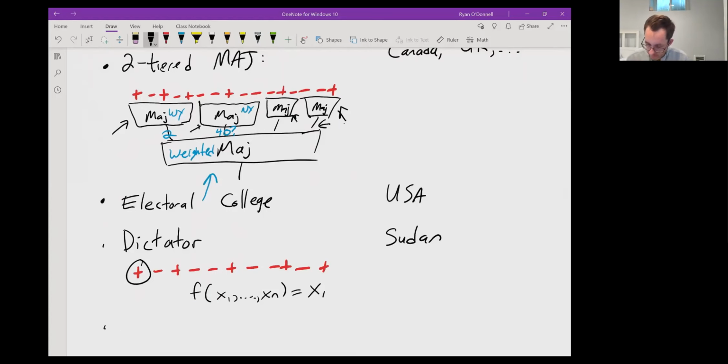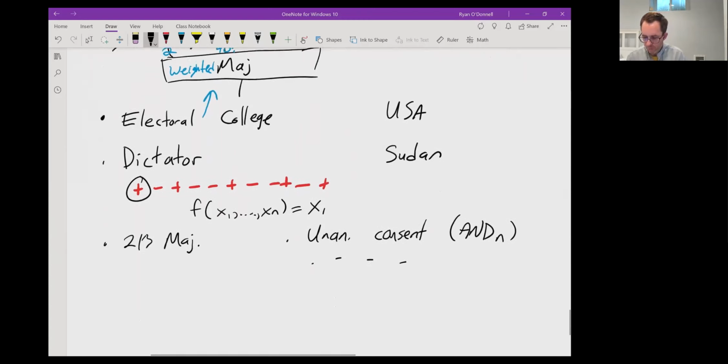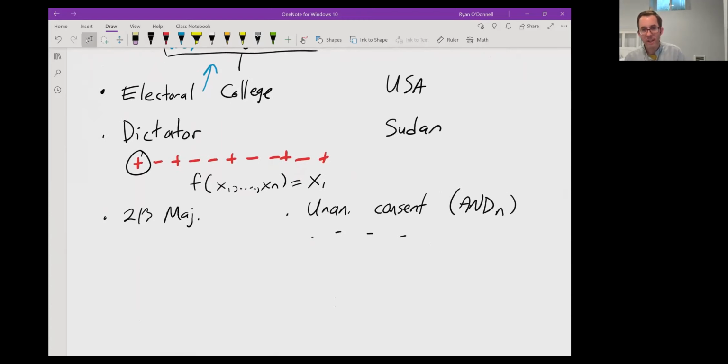And there are other kinds of voting rules like 2/3 majority. And for some things you want unanimous consent. And that's kind of like the AND function. Okay, there are many other voting schemes. And in the theory of social choice, they like to try to compare them.